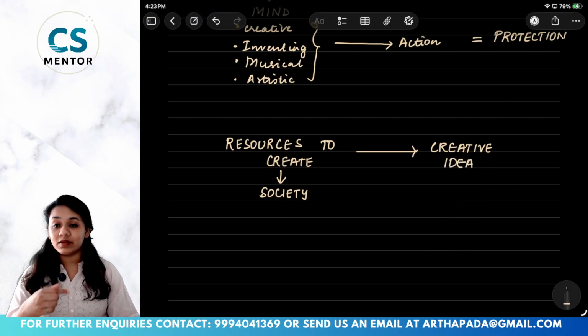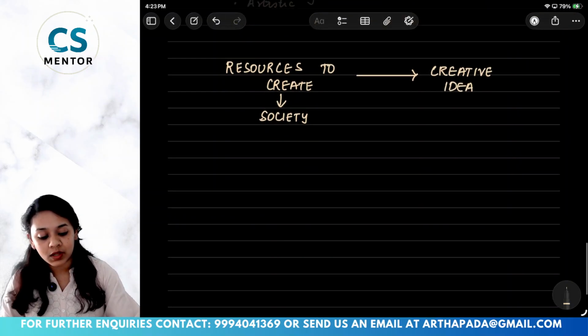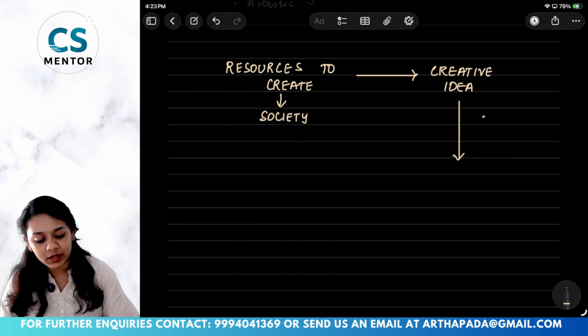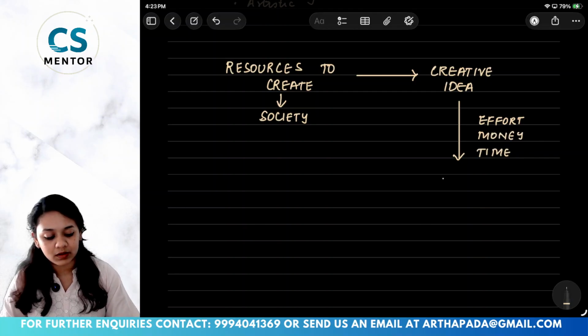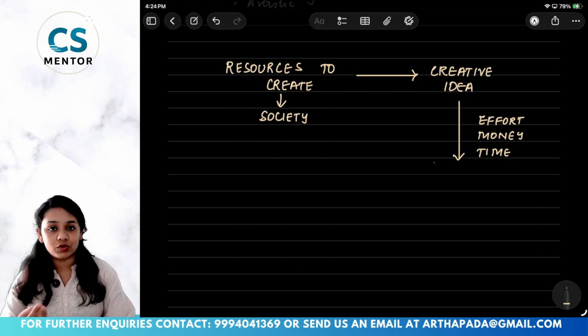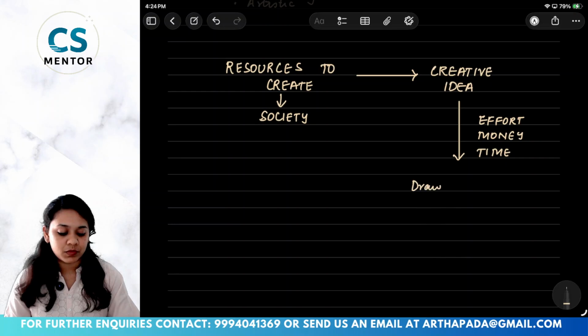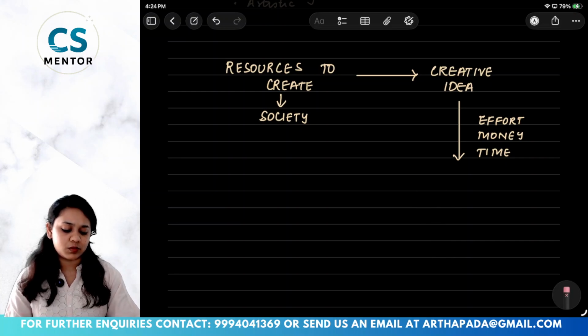Now you get the creative idea to do something, but just the idea alone is insufficient. At this stage, you put in effort, you put in money, you put in time, and then you create a particular artistic work or a musical work, or you write a book, or you write a poem, or you draw something, or you invent something, right? So it's any kind of thing you draw, or let's say, I won't write draw.